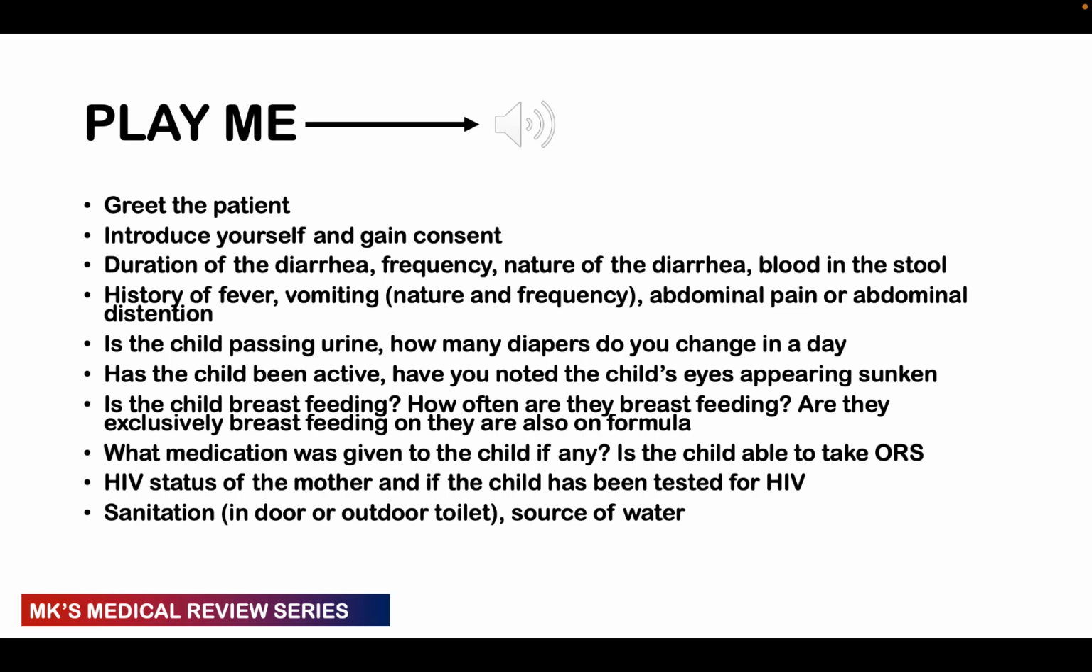It's watery. Is there any blood that you noticed? No. Have you noticed any discomfort when you touch the child's stomach? Yes. She cries actually a lot. Okay, and have you noticed any swelling of the stomach? Yeah. When did this happen? The same day.